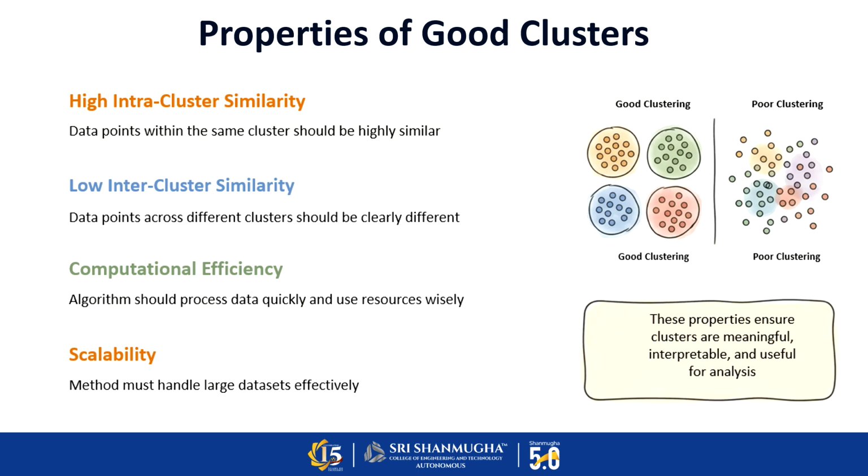So these 4 properties ensure clusters are meaningful, interpretable, and useful for analysis. Think of them as quality criteria for clustering, just like how you evaluate the quality of a model in ML using accuracy, precision, and recall. You just look at the slide diagram. Good clustering shows tight, well-separated circles. Poor clustering shows scattered, overlapping dots. So this visual comparison is the easiest way to understand intra and inter-cluster similarity.